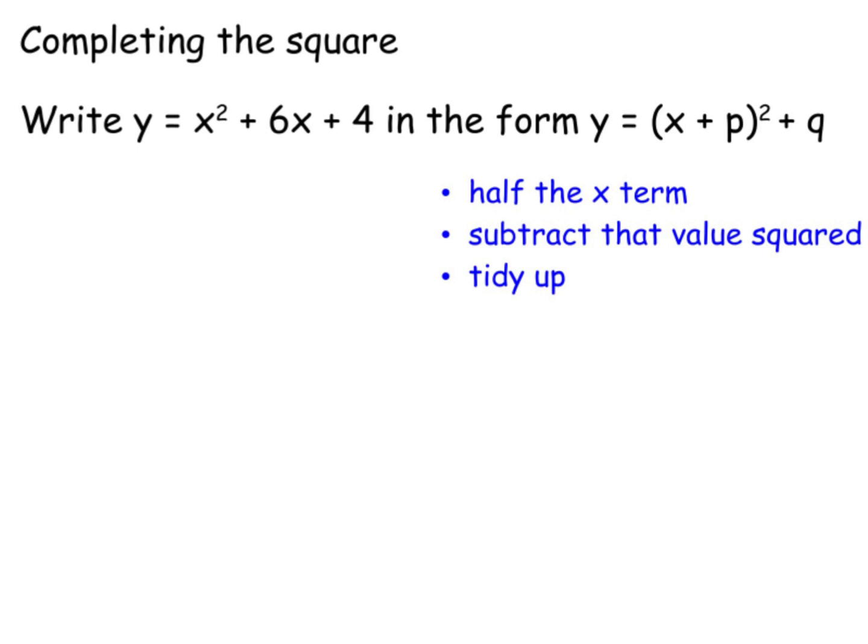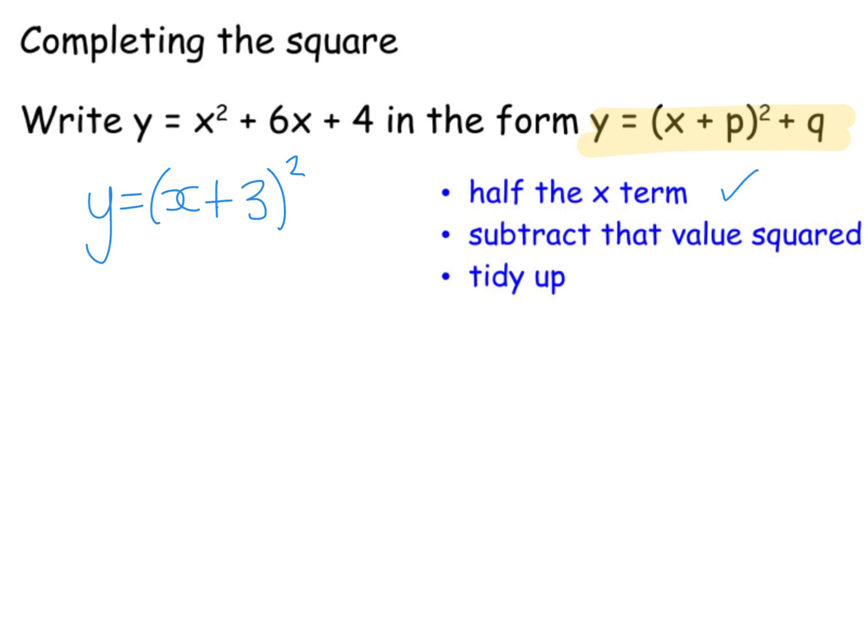The buzzword or the clue for this question is when you see this bit here, writing it in this form. Sometimes that's got different letters to p's and q's, sometimes it's a's and b's. But the minute you see that, you're like, oh, that's the completing the square thing. So your tip is this. Step 1, you half the x term. So we're going to half the 6. So this becomes y equals x plus half of 6, which is 3, all squared. So there we've halved the x term.